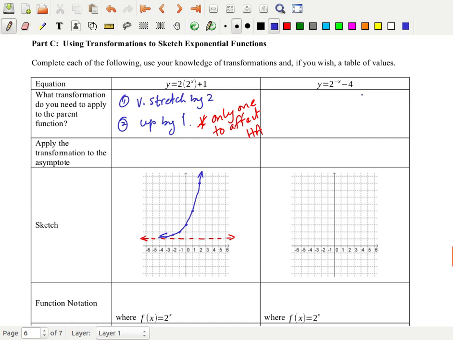How about this one? y equals 2 to the negative x minus 4. First transformation I see here is a horizontal reflection. And my second transformation is a shift down by 4. So down by 4, I'm going to take care of that one first because that's going to affect my horizontal asymptote. Down by 4, 1, 2, 3, 4.